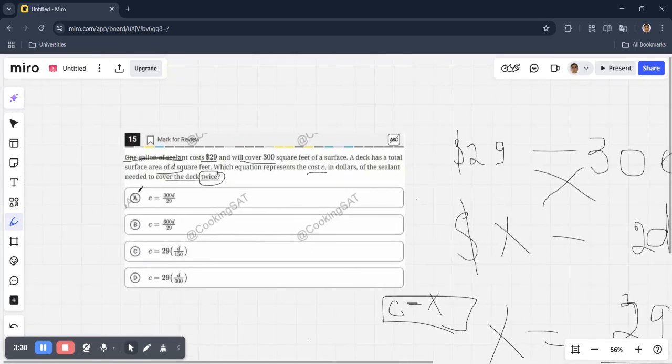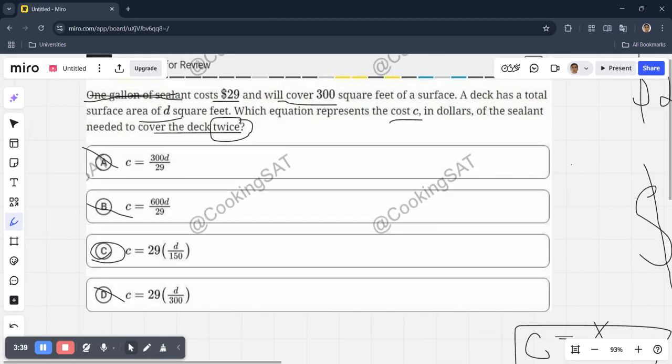Well, we should look for the answer that matches with our solution. It's not this, it is not this, it's not this either. Well, this is our answer. This is the answer that is correct and which matches with our solution.